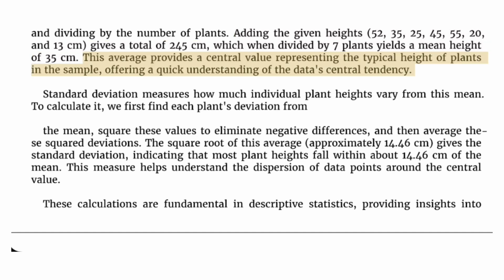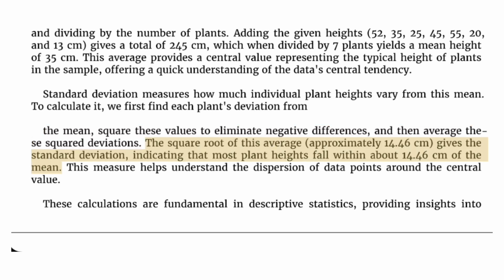This average provides a central value representing the typical height of plants in the sample, offering a quick understanding of the data's central tendency. Standard deviation measures how much individual plant heights vary from this mean. To calculate it, we first find each plant's deviation from the mean, square these values to eliminate negative differences, and then average these squared deviations.